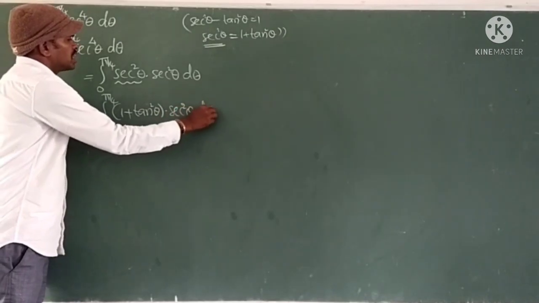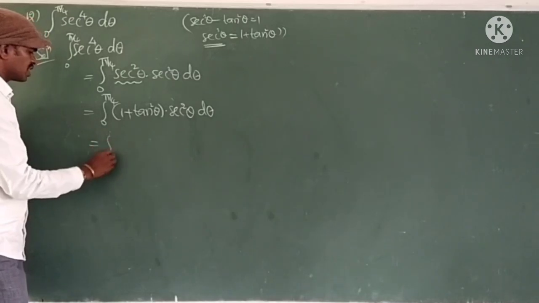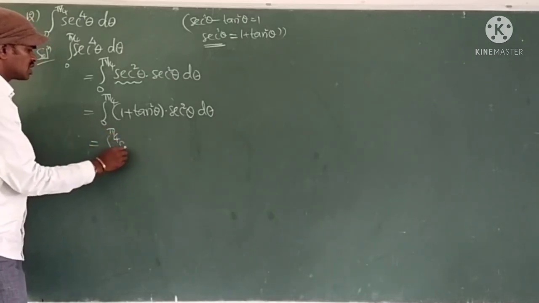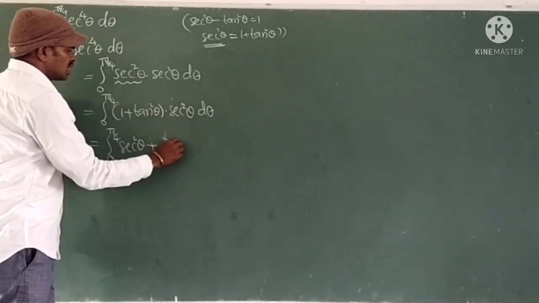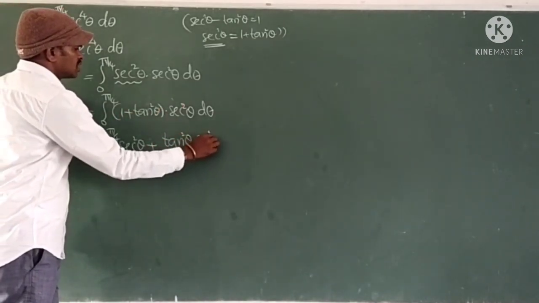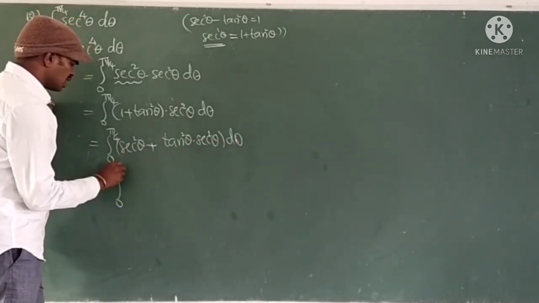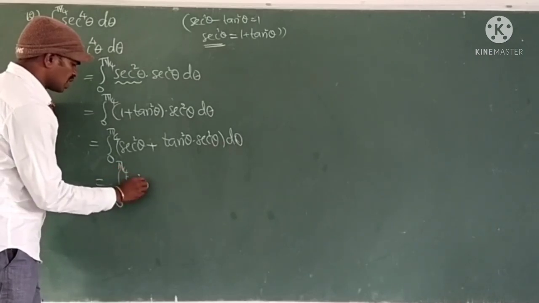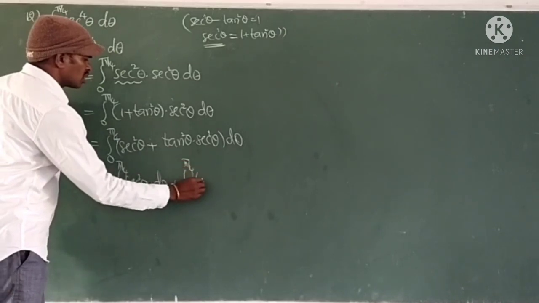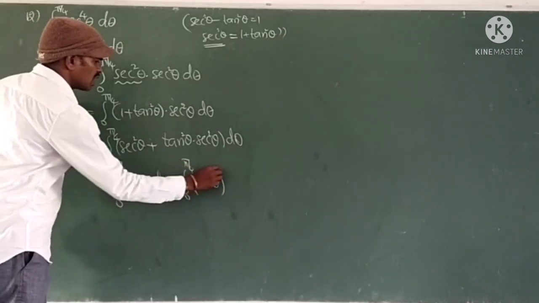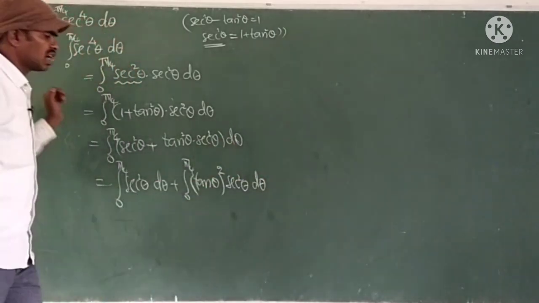So here, instead of one secant square, I am going to write 1 plus tan square theta into secant square theta d theta. Now 1 into secant square theta, plus tan square theta into secant square theta d theta. So now two functions are there. One is the integral from 0 to pi by 4 of secant square theta d theta, plus the second one, the integral from 0 to pi by 4 of tan theta whole square into secant square theta d theta. Why I am writing it like this I will tell you.